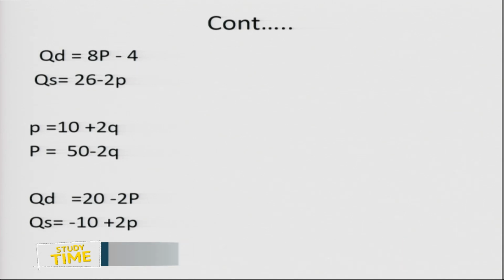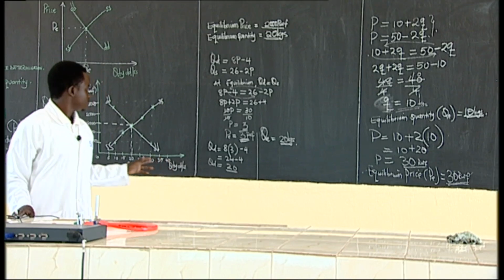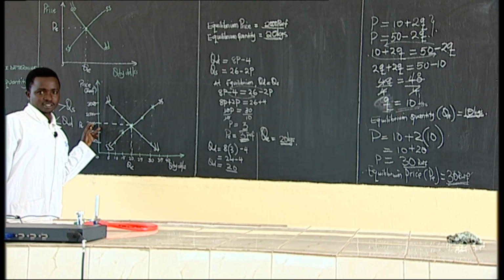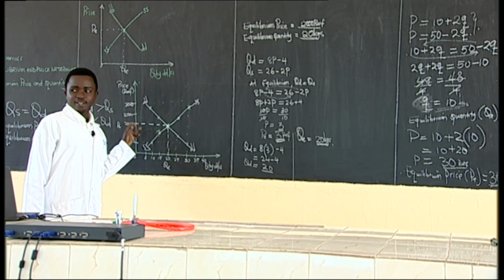And even if you want, you can illustrate that on the graph by showing here the value that you have gotten and here the value that you have gotten. Hope that's very easy for you.